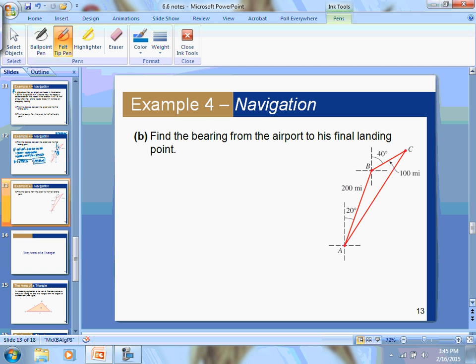Now it says find the bearing from the airport to his final landing point. So from the airport to his final landing point, they want this whole angle right in there. They want his bearing. So that means I've got to find angle A, basically. Now I don't know angle A, but I do know side A. And I know angle B, we said that that was 160, and I just found side B to be 295.95. So I can use the law of sines here.